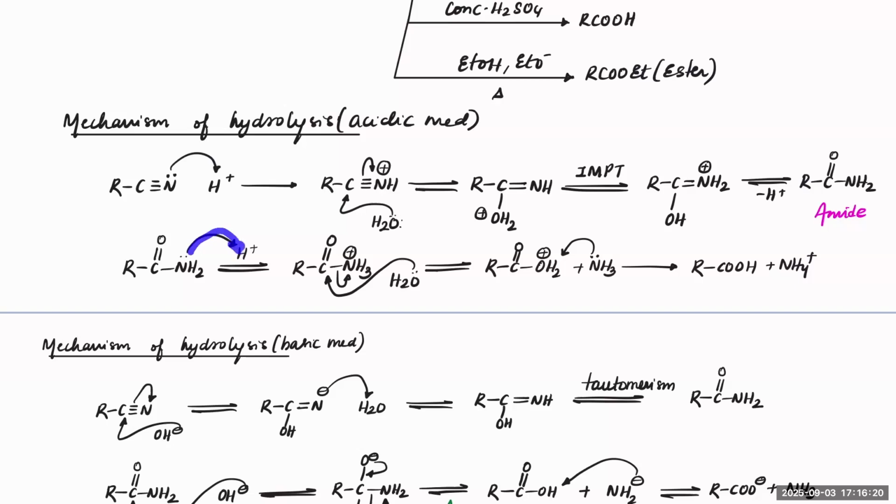And amide taking H plus here converts into NH3 plus, and thereafter water attacking here will remove ammonia and get into this acid group.